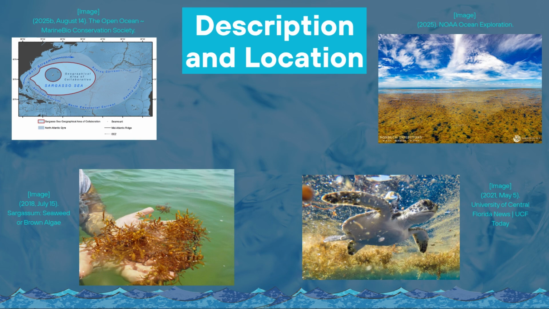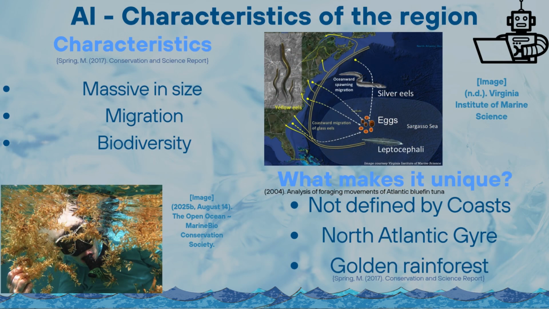So, now here are some characteristics of the region. First, it is massive in size, it is approximately 2 million square miles big. Next up is migration. So basically, a lot of European and American eels travel thousands of miles to come here for the warm water to make sure that their eggs hatch safely. And our third point was because the sargassum protects the smaller organisms, there's a lot of biodiversity in the sea.